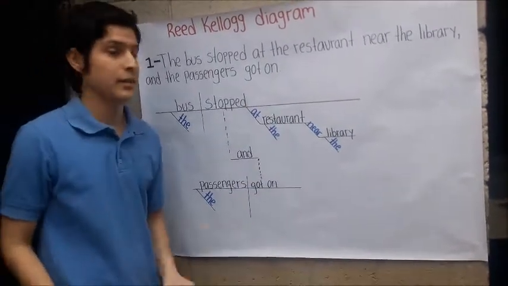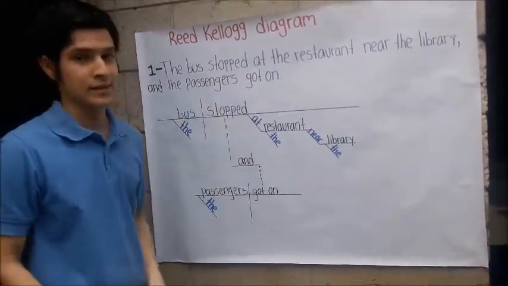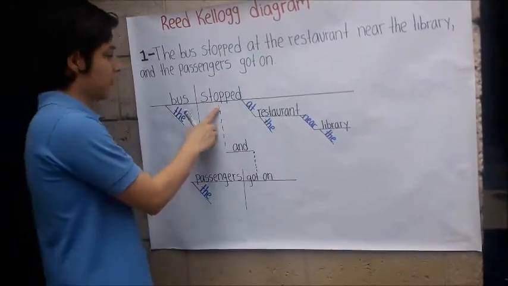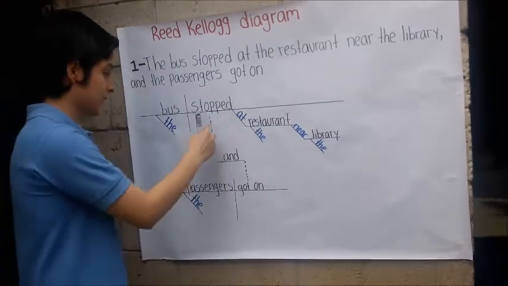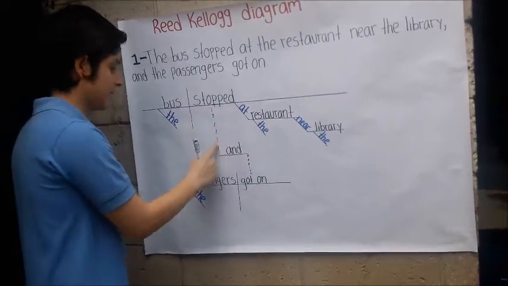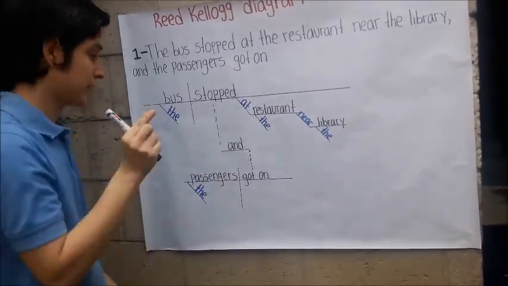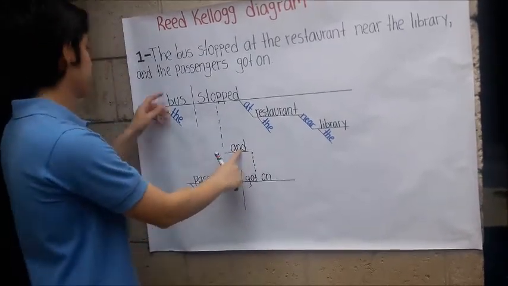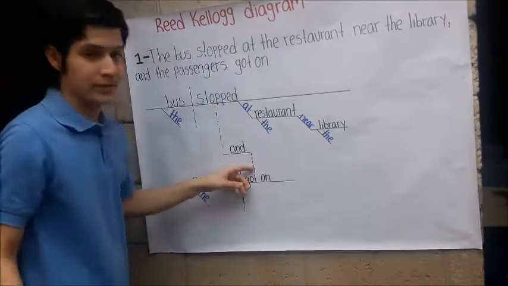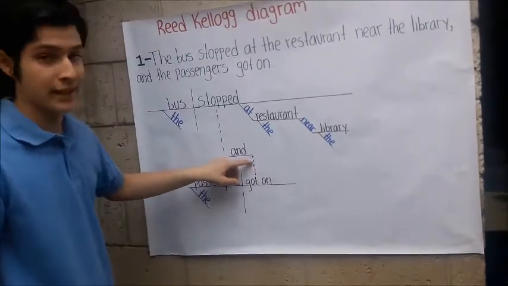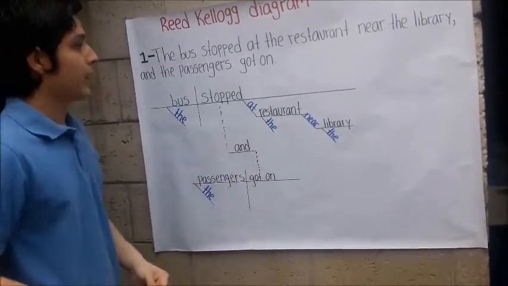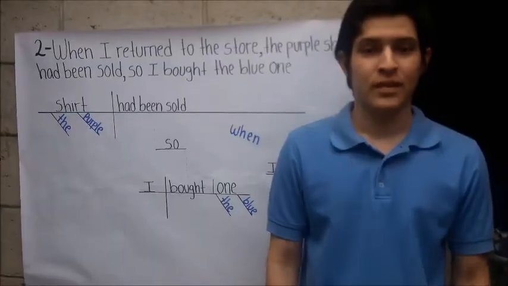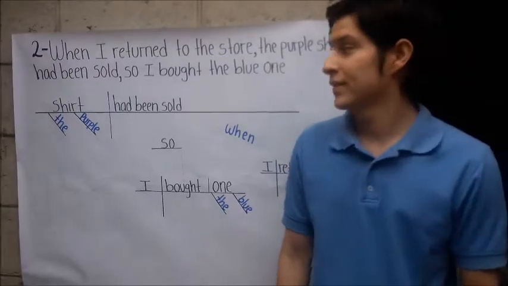But how do we join these two sentences with a coordinate conjunction? In this case, we have to draw a broken line, a vertical broken line. Then a short horizontal line to write the coordinate conjunction, and then another broken line. And in this way is the first sentence. Now we continue with the second sentence.